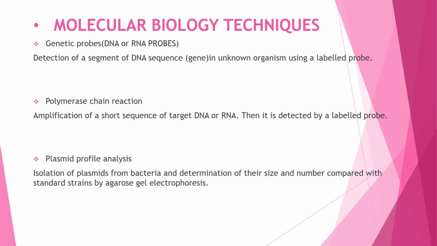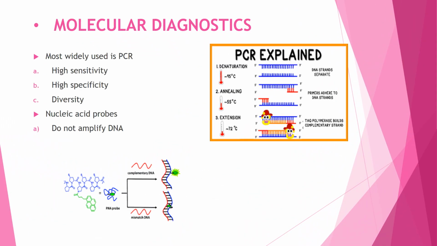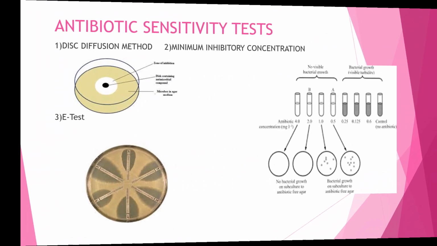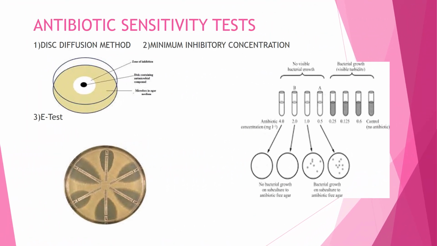Next, for the plasmid profile analysis, from the bacteria we isolate the plasmid, and its size and number can be determined by comparing with standard strains by agarose gel electrophoresis. This is the zone of inhibition: a disk containing an antimicrobial compound, with microbes in agar medium.